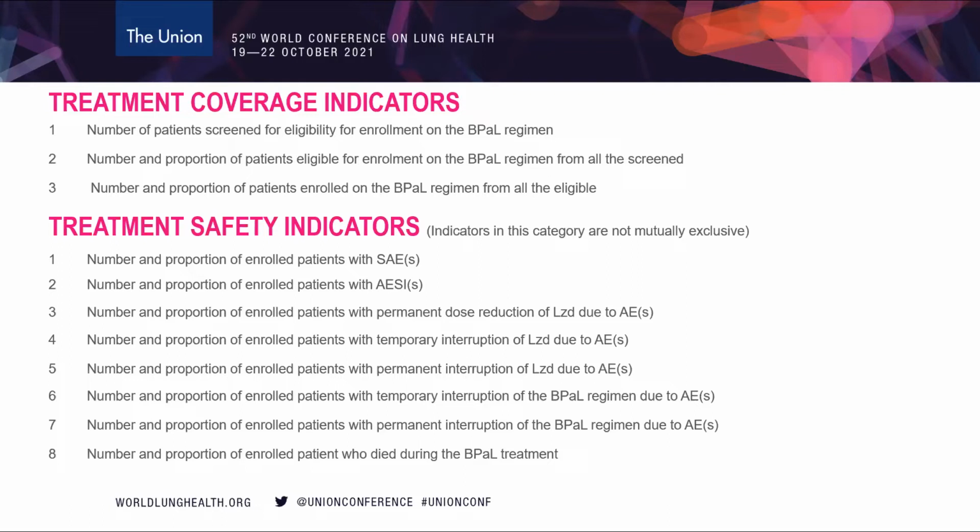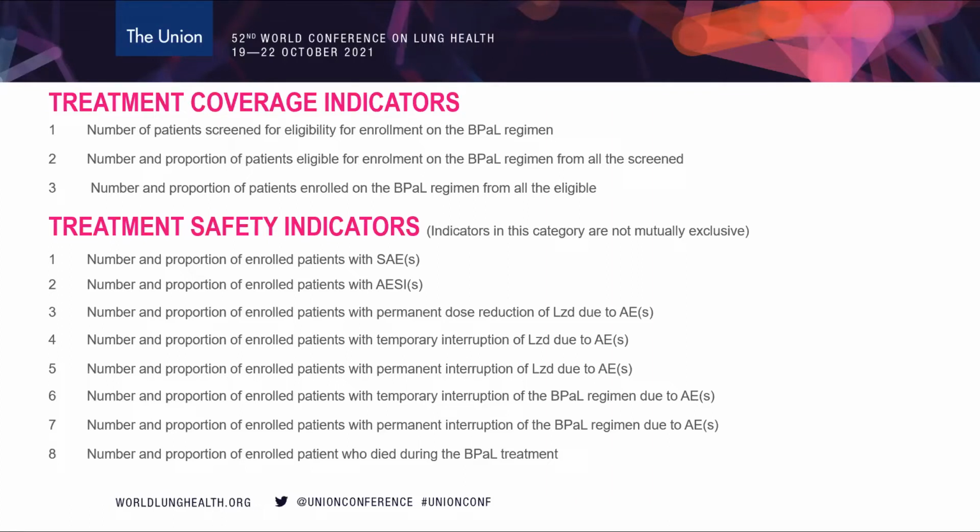And then we follow from there and see from those screened how many are eligible. And then from those who are eligible, how many are enrolled in the treatment. And we hope that all who are eligible will be enrolled in the treatment. So we aim at 100% for indicator 3.